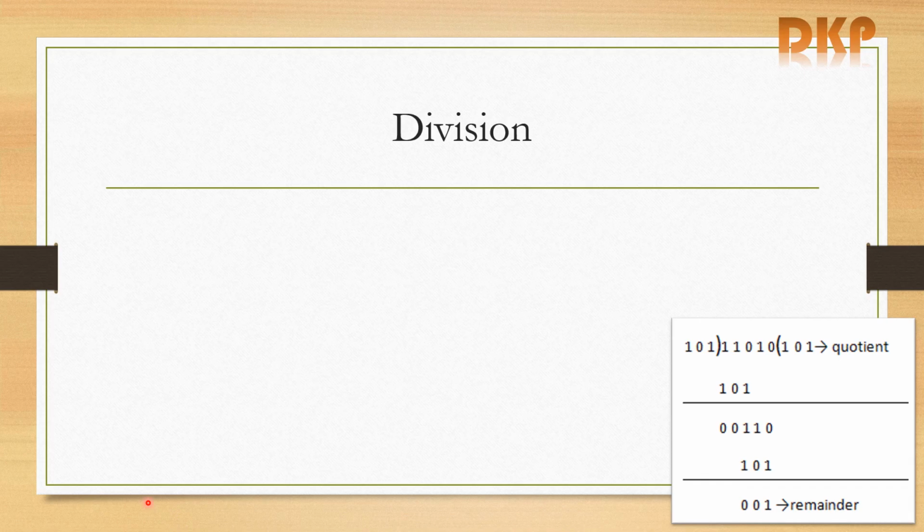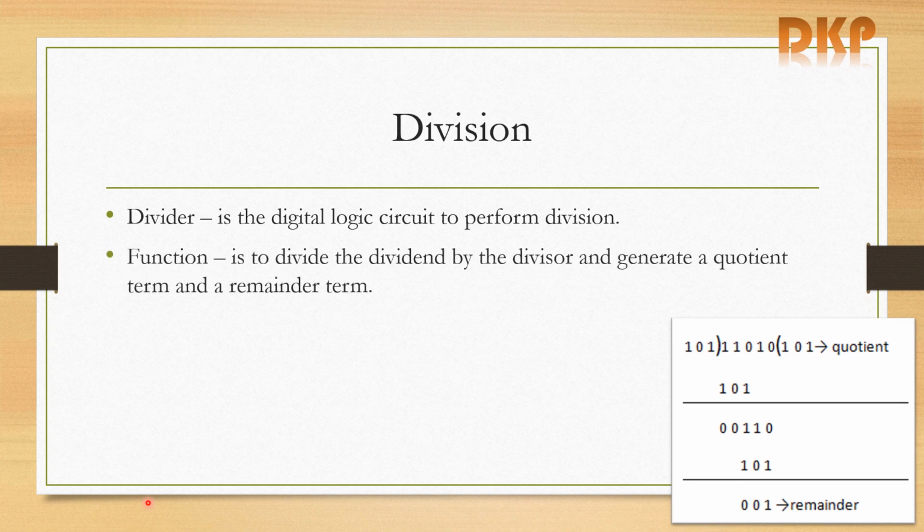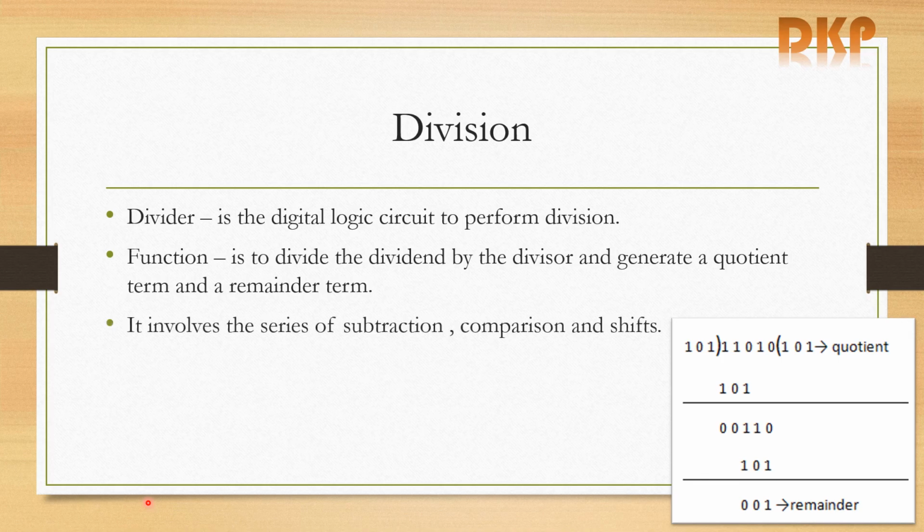Next arithmetic operation is the division. Divider is the digital logic circuit to perform division. And the function of the division is to divide the dividend by the divisor and generate a quotient term and a remainder term. It involves a series of subtraction, comparison and shifts. Therefore, it can be performed by an adder.